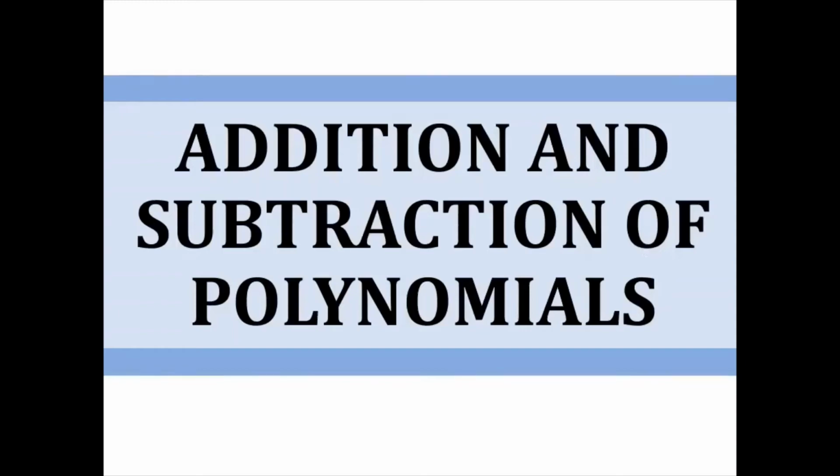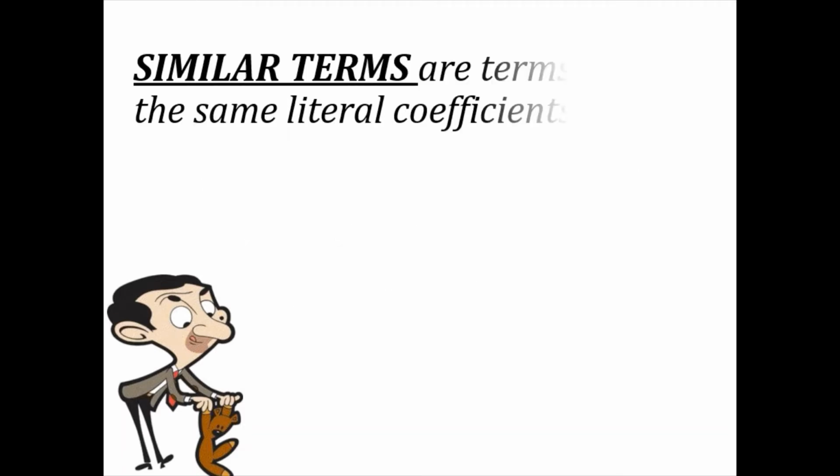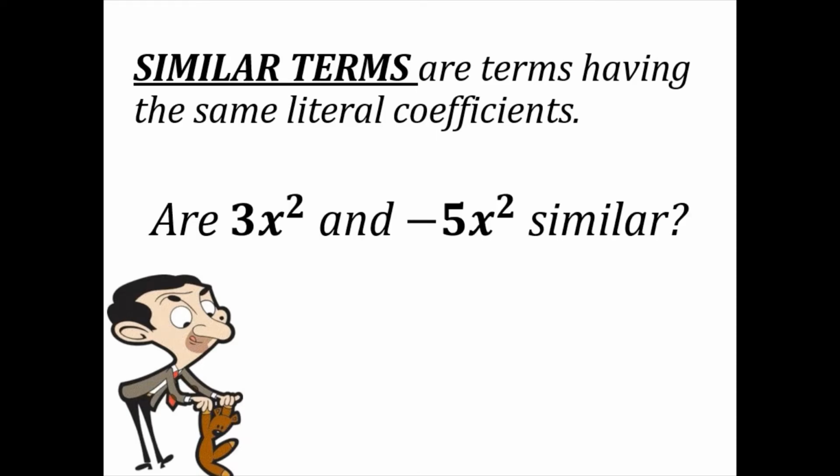Let us learn how to add or subtract polynomials. In doing so, you need to remember that only similar terms can be added or subtracted. The question is, what are similar terms? Similar terms are terms having the same literal coefficients. Example, are 3x squared and negative 5x squared similar?